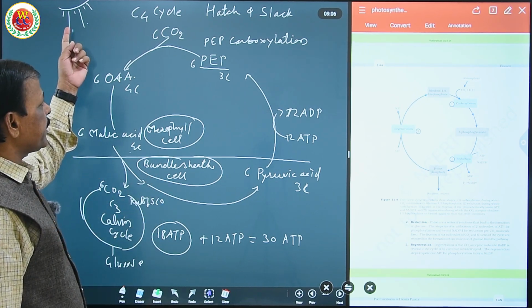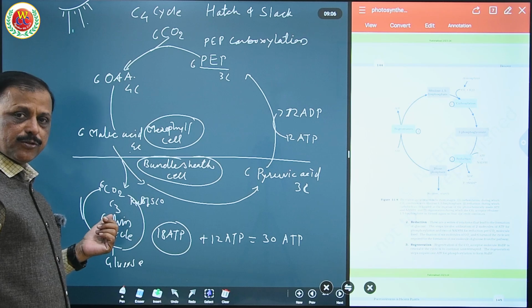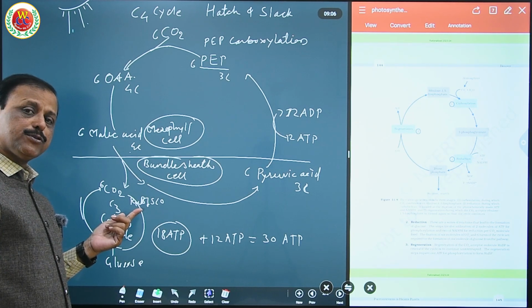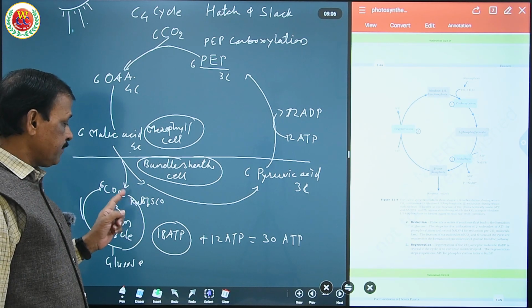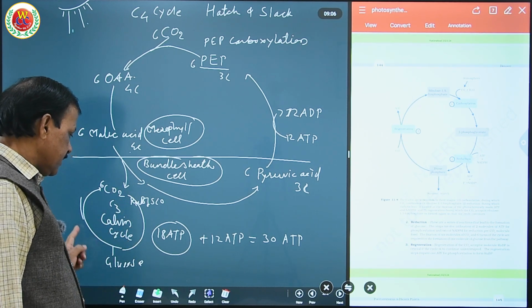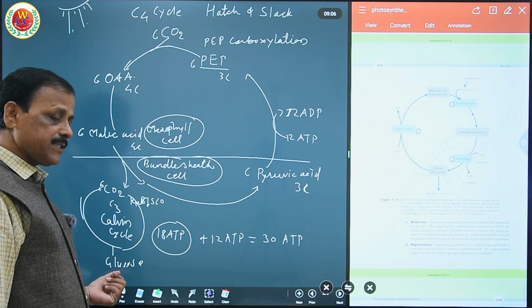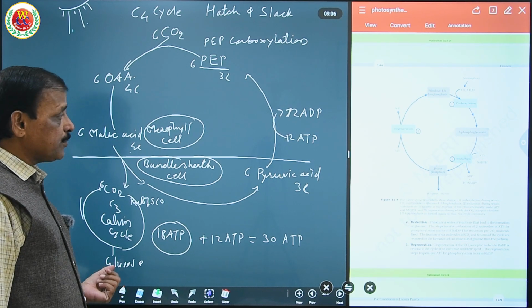Therefore, there is no effect of high light intensity and high concentration of O2 to turn their RuBisCO, ribulose bisphosphate carboxylase, into oxygenase, and it remains as a carboxylase. Thus, the Calvin cycle occurs in the bundle sheath cell and produces the glucose.